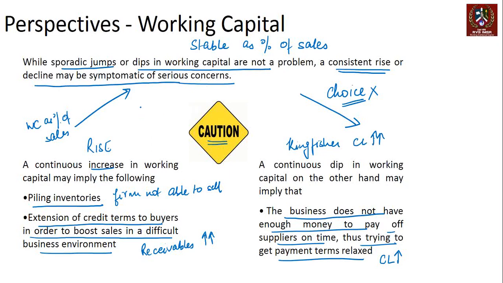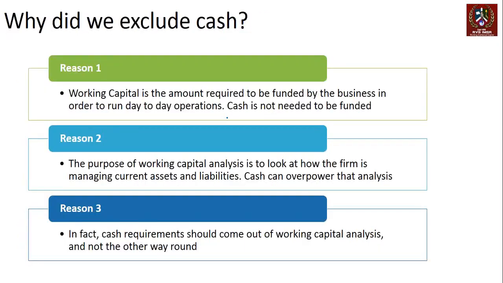So you do need to check. Ideally, you want negative working capital, then you want stable working capital, and you want to check if there are any kind of consistent rise or decline. If there is a rise or decline, check, right? That's your standard operating procedure whenever you're analyzing the working capital of any particular company, right?